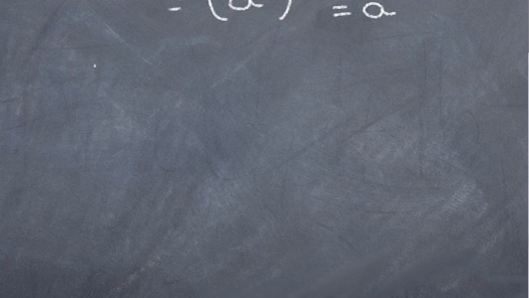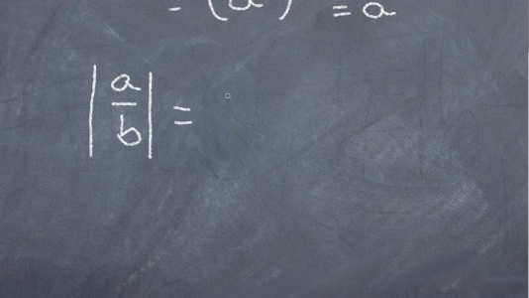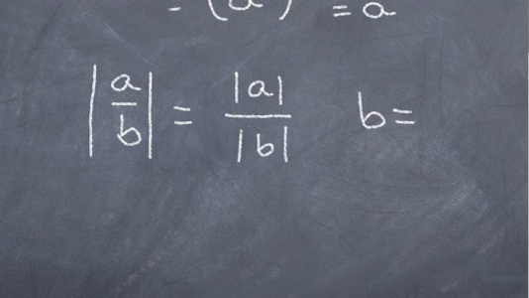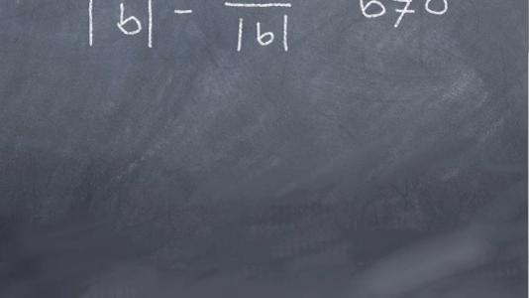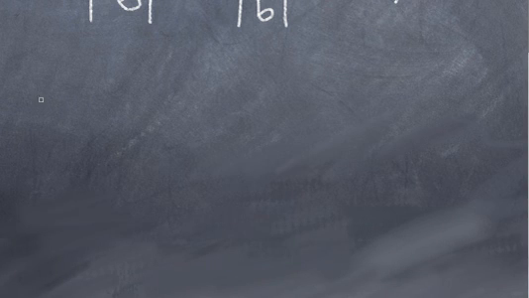Okay, here's another one. We can break this up. It's the absolute value of A over the absolute value of B. Now this will work only if B is not equal to 0, because you can't divide by 0. Alright, got one other here we're going to talk about. Now n is going to be a positive integer.